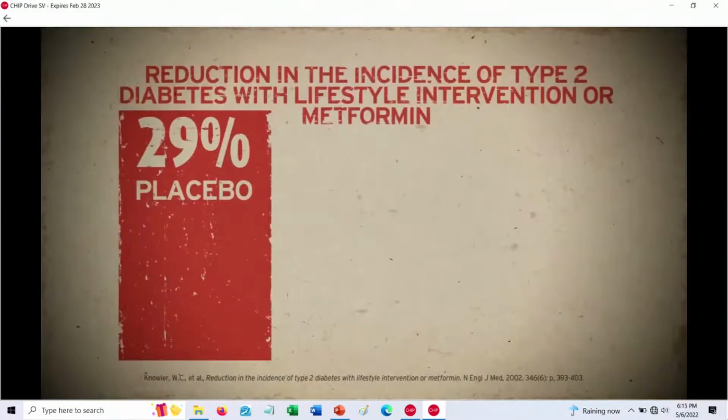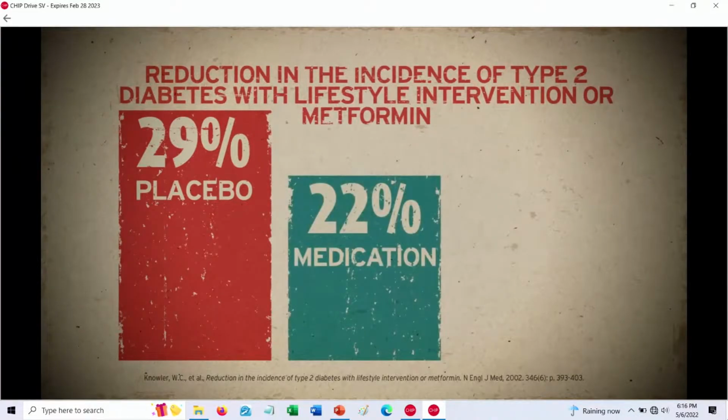And here you see the outcomes over the 3-year period. You see the 3 groups. Group number 1, placebo. 29% of these pre-diabetics turned over the next 3 years into diabetics. That's 29%. Then group number 2 on medication, you would expect fewer diabetics now, right? And that's exactly what happened. Only 22% of these people turned into diabetics.